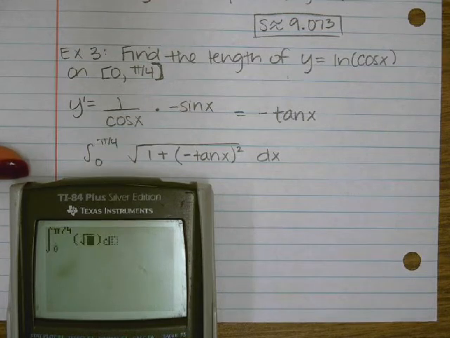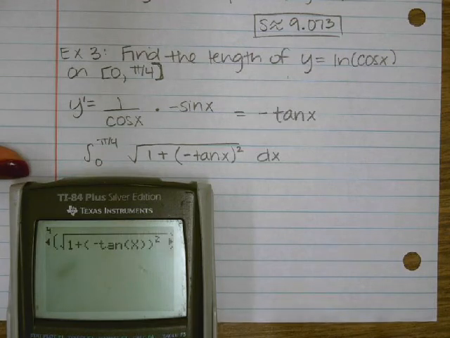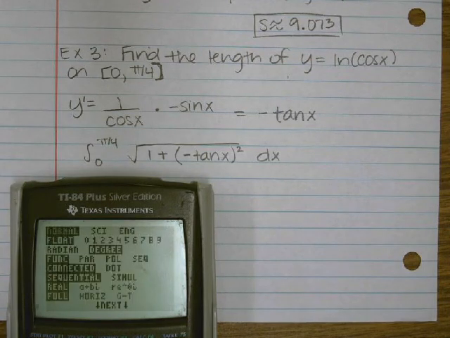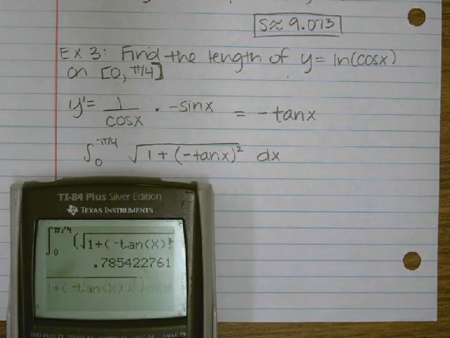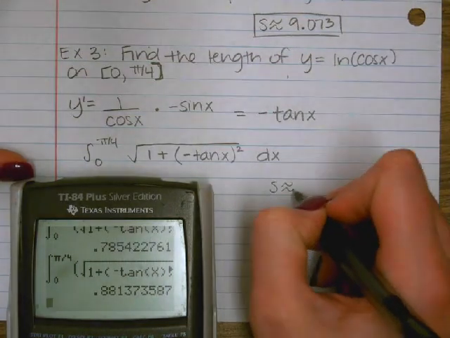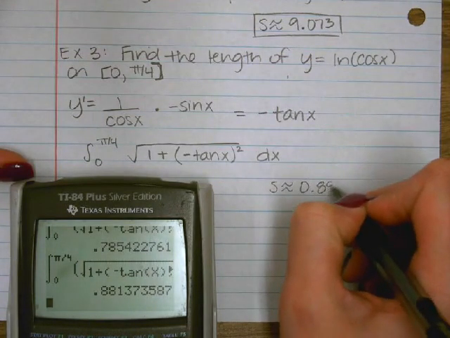So I've got 1 plus negative tan x squared. I'm making sure that my parentheses are where they should be so that I get that right. Got to make sure you're in radians, so don't write that answer down, that was wrong. Okay, so my arc length here is 0.881.